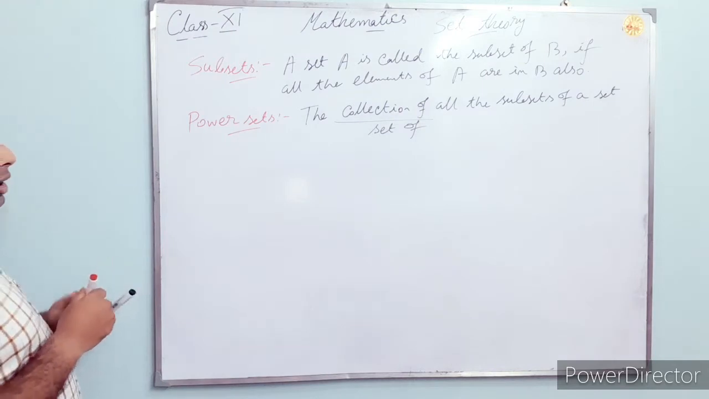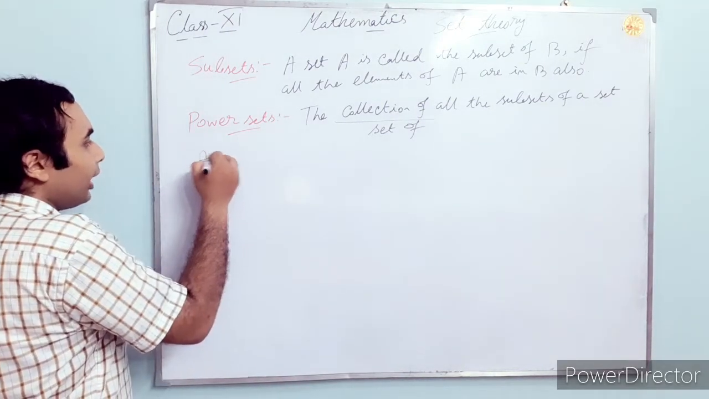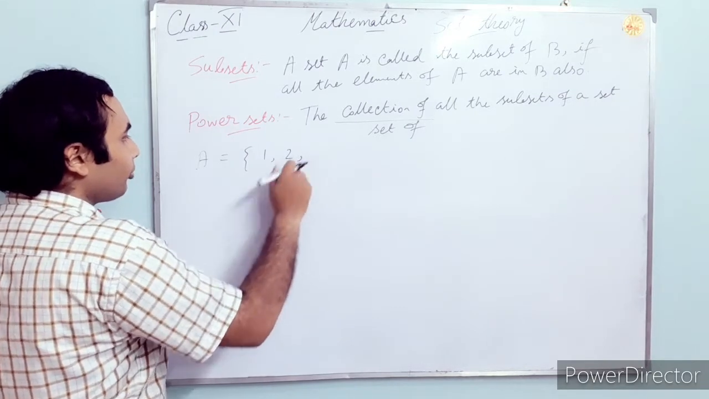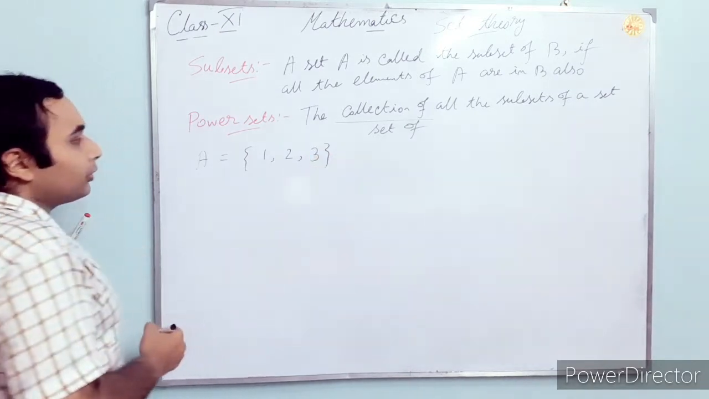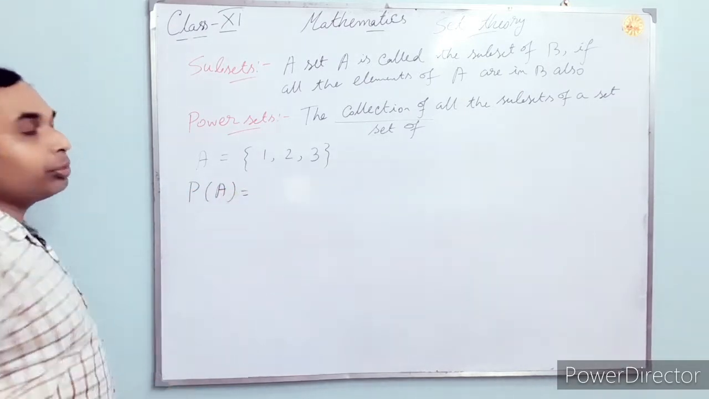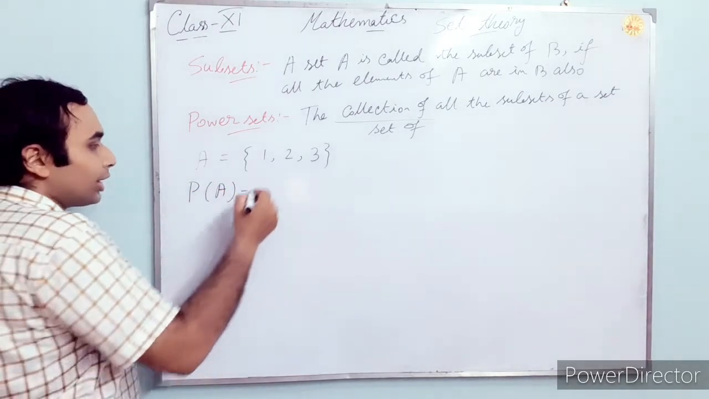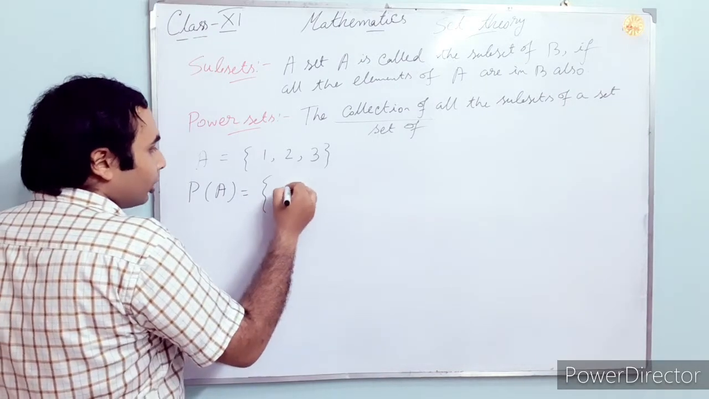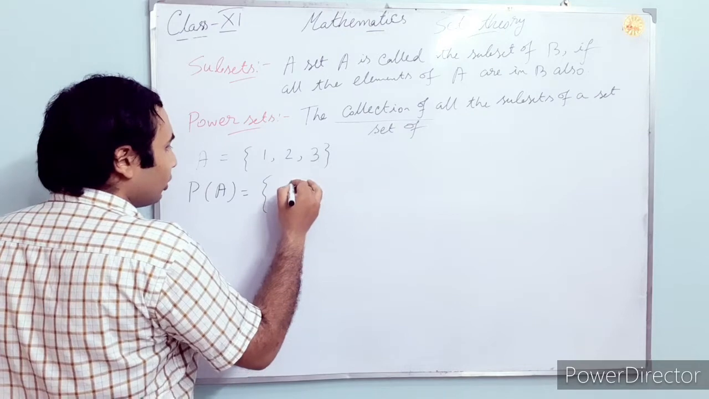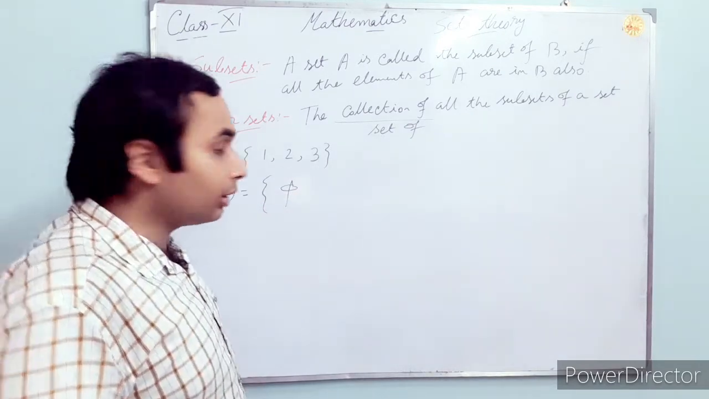What is the power set now? Let us see one example. A equals {1, 2, 3}. If this is the set, then P of A denotes the power set. So here, the first element is the null set.